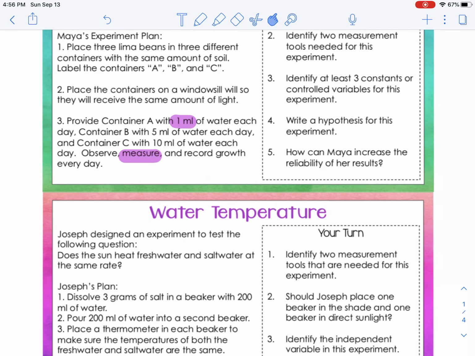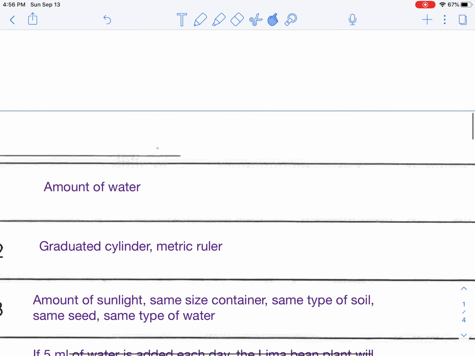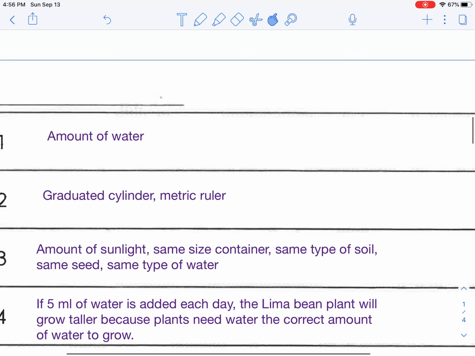Write a hypothesis for this experiment. Remember, a hypothesis is going to be an educated guess. So if 5 milliliters of water is added each day, then the lima bean will grow taller because plants need the correct amount of water to grow.